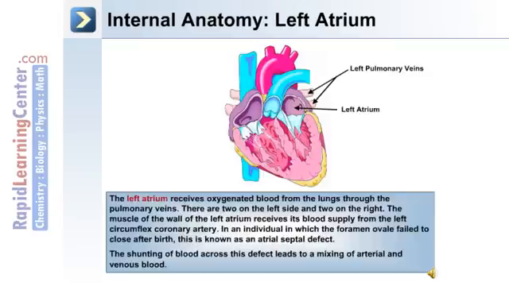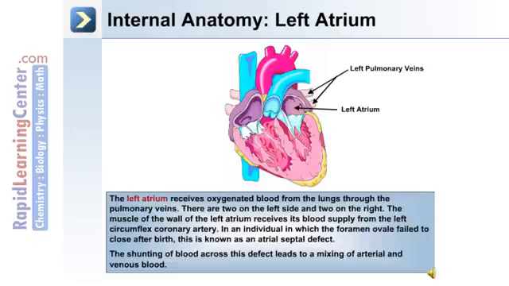After gas exchange in the lungs, blood returns to the left atrium. The left atrium receives oxygenated blood from the lungs through the pulmonary veins. There are two on the left side and two on the right. The muscle wall of the left atrium receives its blood supply from the left circumflex coronary artery.